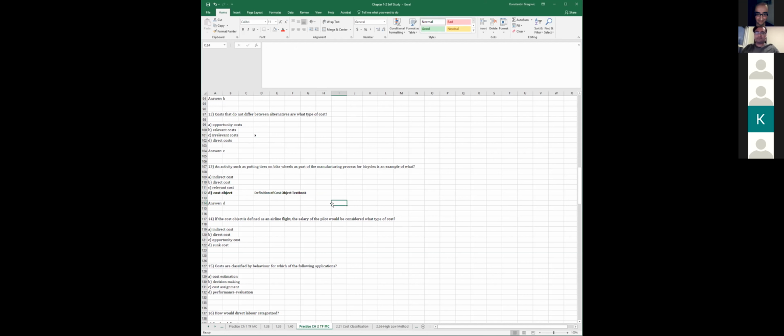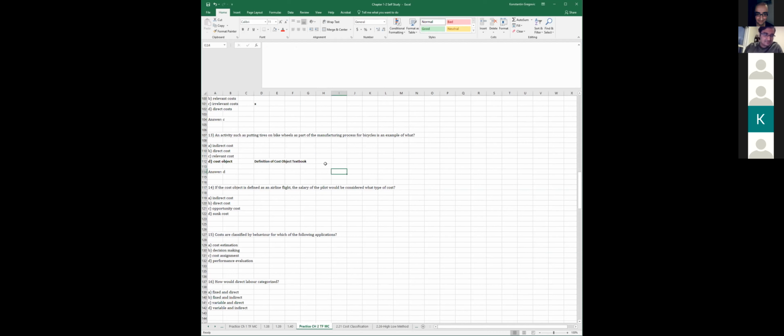Page 42, cost object. Classification of costs. Okay. A cost object is a thing or activity for which we measure costs. It includes things such as an individual product, product line, project, customers, department, and even the entire company. It can also include activities such as putting tires on a bike as part of the manufacturing. I knew I read it. That's the fourth paragraph on page 42. Okay, it's right in the middle.